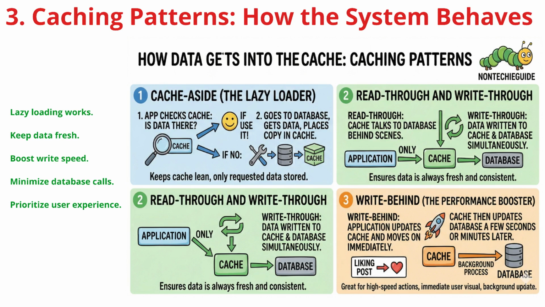Then we have read-through and write-through. In this setup, the application treats the cache as the boss. When you update information, it's written to the cache and the database at the same exact time. This guarantees that your data is always fresh and consistent. Finally, there's the write behind, our performance booster. This is perfect for high-speed actions like liking a social media post. The app updates the cache instantly so you see that heart turn red right away, while the database is updated quietly in the background a few moments later. It's all about creating a smooth, lag-free experience.